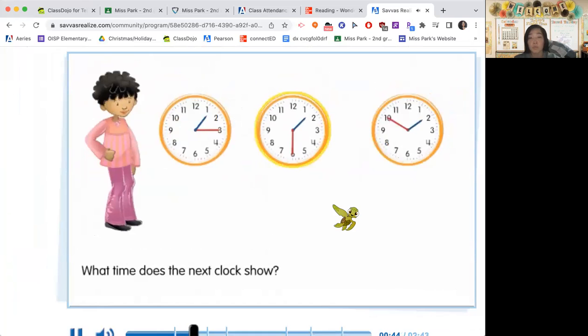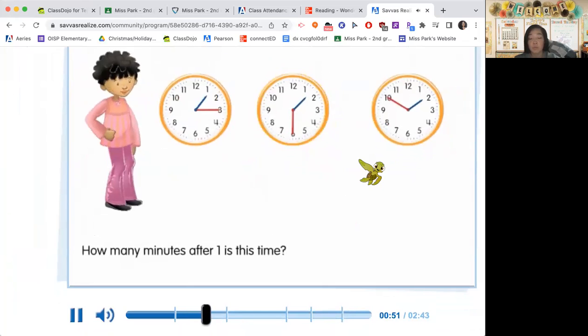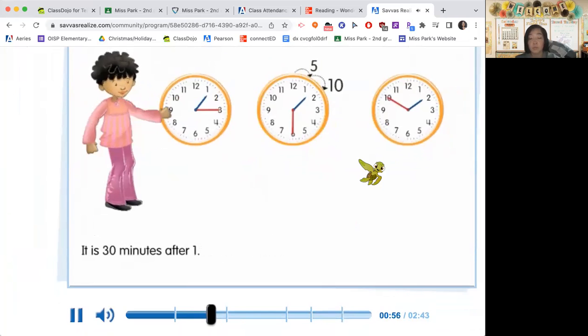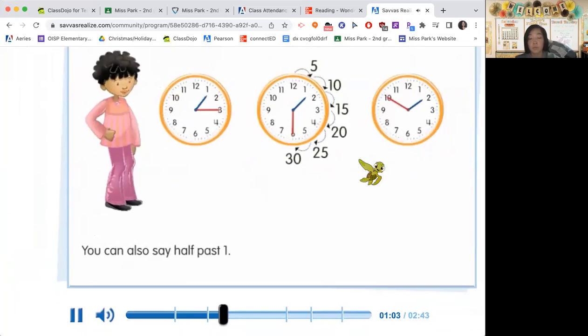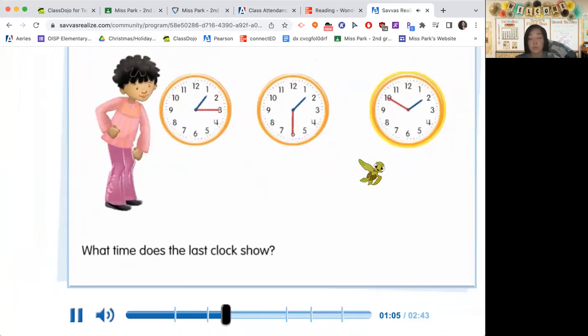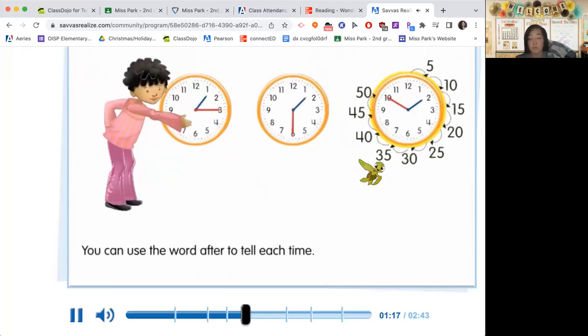What time does the next clock show? The next clock shows 1:30. How many minutes after 1 is this time? It is 30 minutes after 1. You can also say 1:30. What time does the last clock show? The last clock shows 1:50. It is 50 minutes after 1. You can use the word after to tell each time.